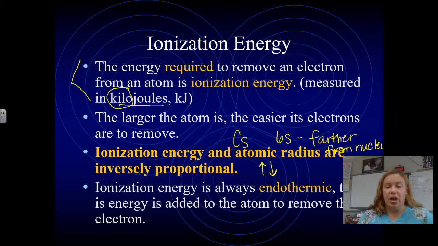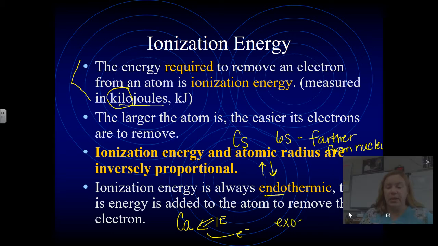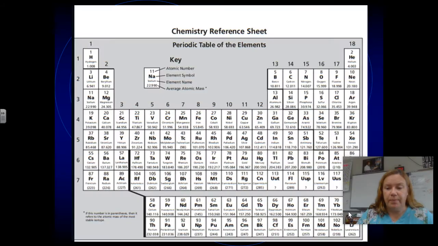But ionization energy is always endothermic. That means energy is added to the atom to remove the electron. That's important to know in the future. If you have calcium and enough ionization energy to pull an electron away, it gave calcium energy, it added to it, so it's endothermic. And if you recall, the opposite of endothermic is exothermic, that's when energy leaves an atom.